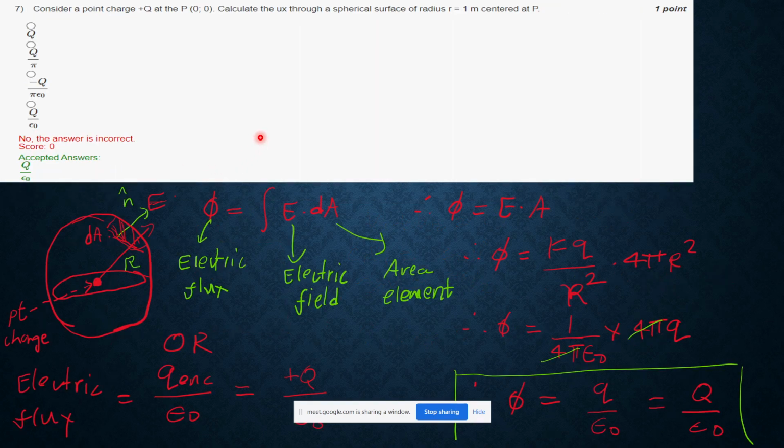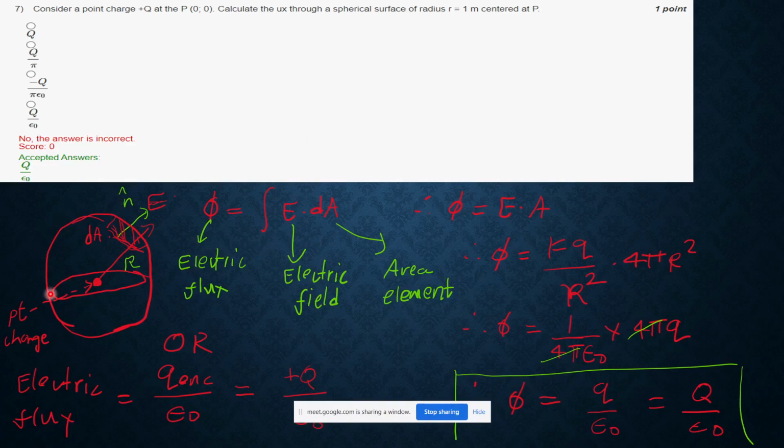Now coming to this question, it's a simple question based on the Gauss law. So what does the Gauss law say? The electric flux passing through a surface because of anything, it may be a line charge, it may be a point charge, is nothing but the integral of E into dA, right? So this is the integral of E into dA.